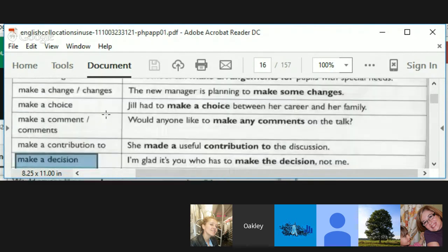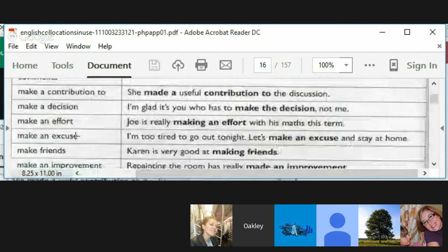Okay, well, we've already made a decision to make a choice, so we can skip that one. But Mustafa, let's make an effort here. Make an effort. Joe is really making an effort with his maths this term. Okay. The meaning is, of course, Mustafa, making an effort.